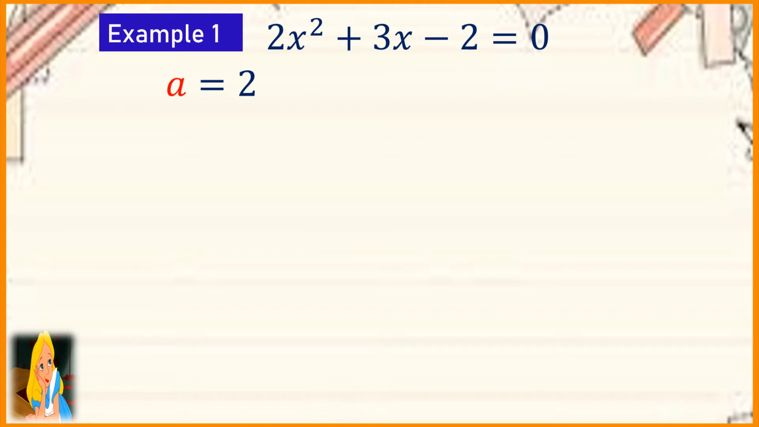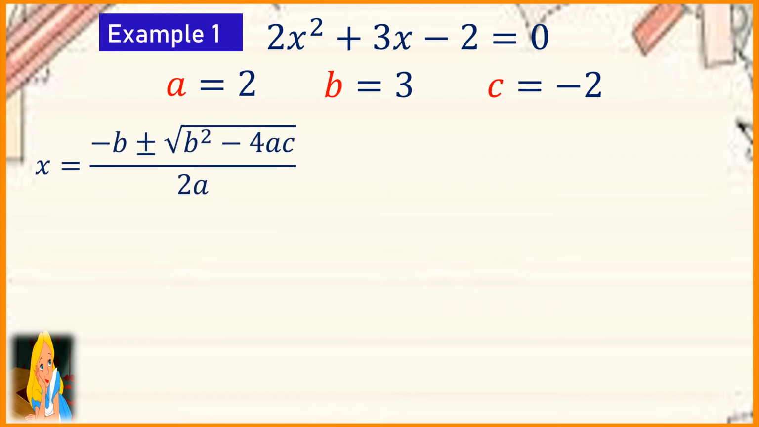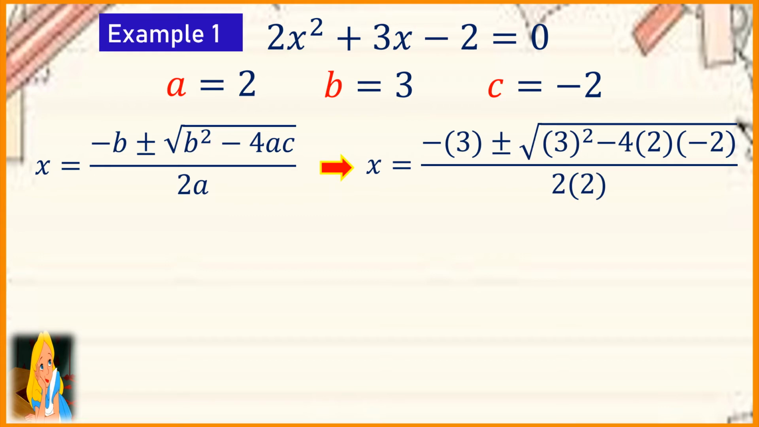So let us have example number 1. Supposing we have the quadratic equation 2x squared plus 3x minus 2 is equal to 0. From here, a is equal to 2, b is equal to 3, and c is equal to negative 2. So using the quadratic formula, substituting the values, we get negative 3 plus and minus square root of 3 squared minus 4 times 2 times negative 2, divided by 2 times 2. Be very careful in substituting your values.